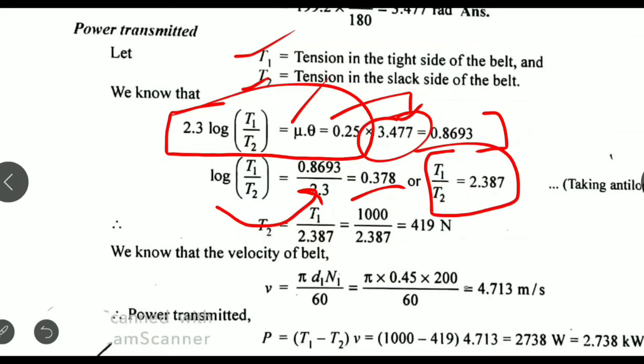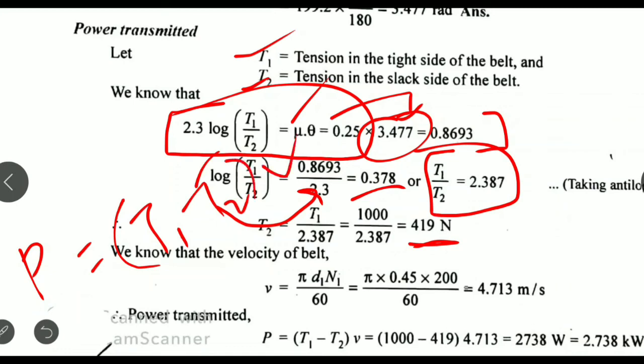But they have mentioned the value of T1, tension on the tight side, 1 kilonewton. So Newton is 1000. So T2 will be 419 Newton. So this will be the T2 value. As we know, power is nothing but (T1 minus T2) into velocity. So the same equation I have used here. Velocity is nothing but pi D N by 60. So here we'll have to take the bigger pulley.